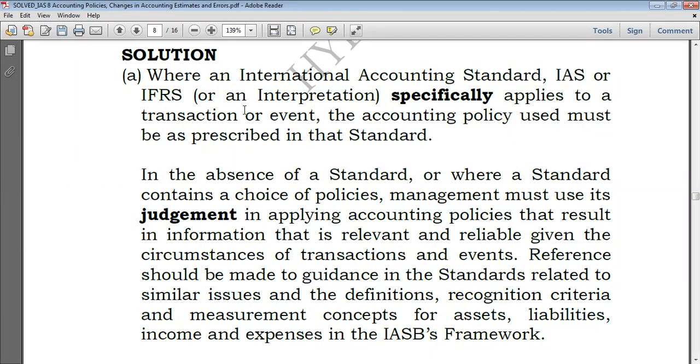When management needs to establish accounting policies, first of all, they have to refer to a specific standard that we call IAS, International Accounting Standard, or currently they are called International Financial Reporting Standard, or an interpretation on the IFRS. It may happen that an IFRS has been established, but to make it more clear, an interpretation can be established too. So first of all, management should take a look on whether a specific standard explains the treatment of a certain transaction or event.